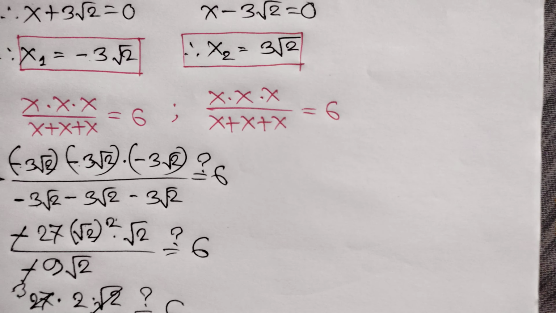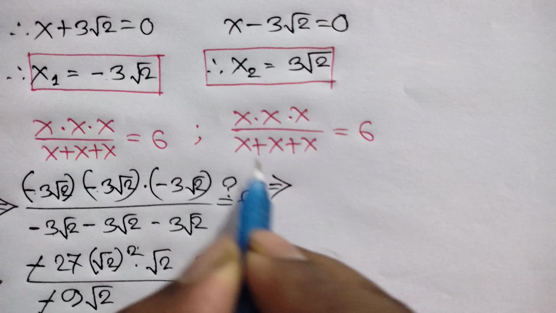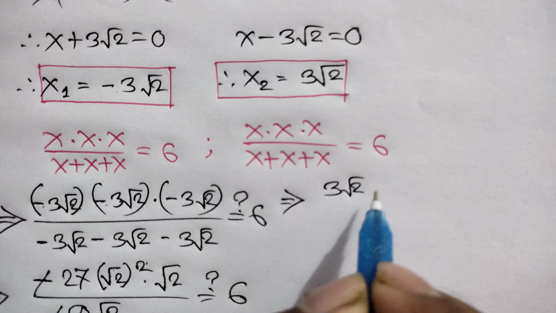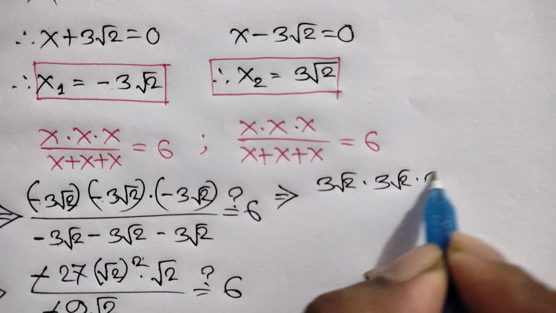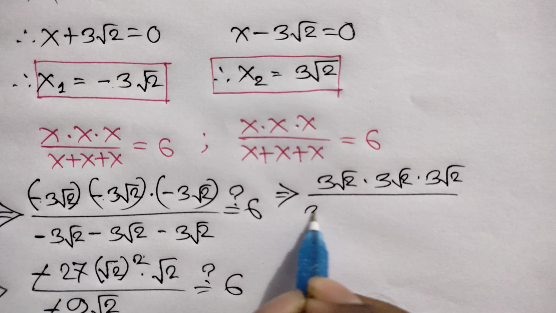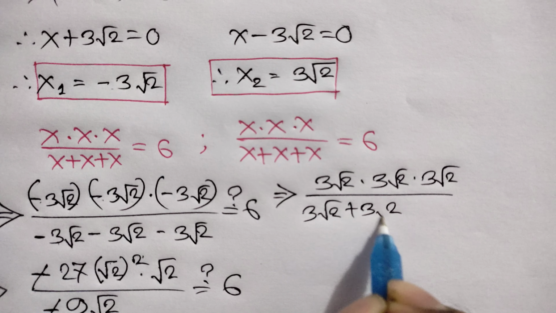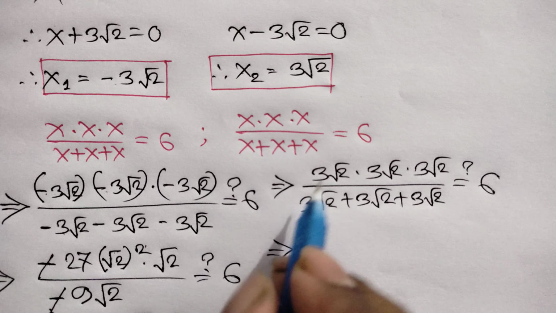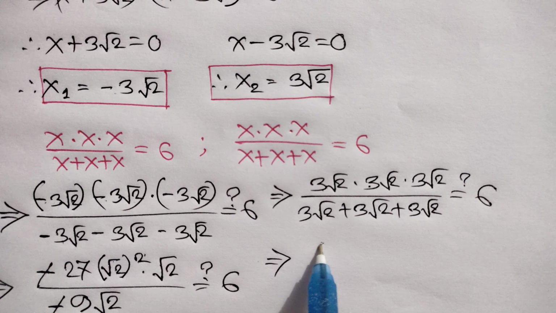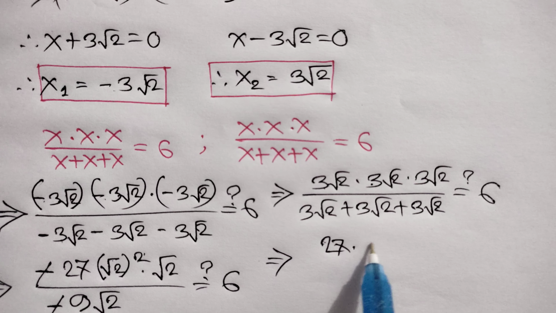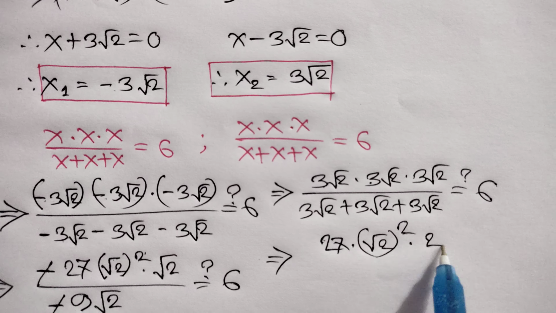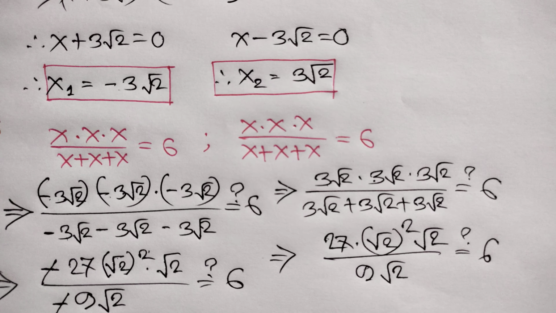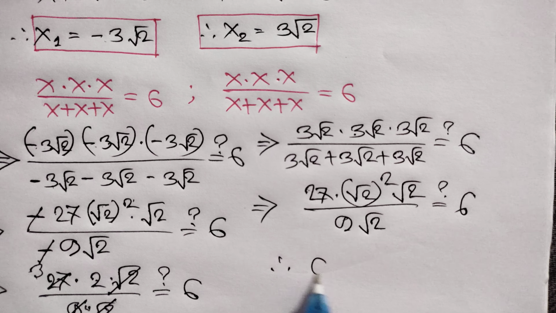And here, same thing, x is equal to 3 square root of 2, so 3 square root of 2 times 3 square root of 2 times 3 square root of 2 over 3 square root of 2 plus 3 square root of 2 plus 3 square root of 2 is equal to 6. Or 3 times 3 is 9, 9 times 3 is 27, times square root of 2 whole square times square root of 2, over 9 square root of 2 is equal to 6. So finally here we will get 6 is equal to 6.